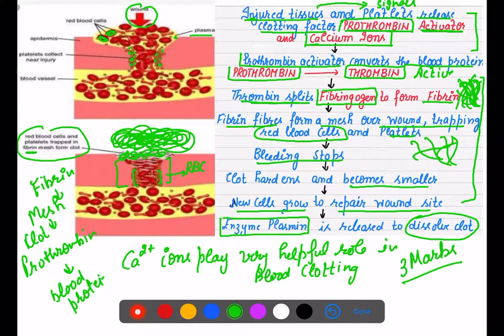This is asked in 3 marks in the board exam. So please go through this very carefully, how the clotting happens. Basically you have to be very careful about prothrombin, and then prothrombin changes into thrombin, and then thrombin activates fibrinogen, which changes into fibrin. Finally, fibrin fibers form a mesh over the wound, and that mesh covers the red blood cells and platelets.